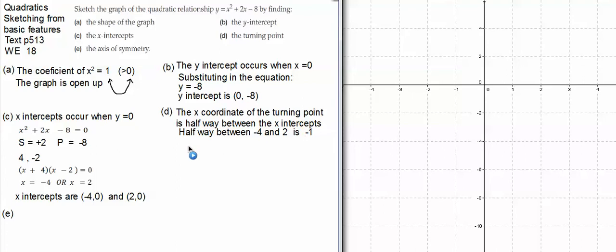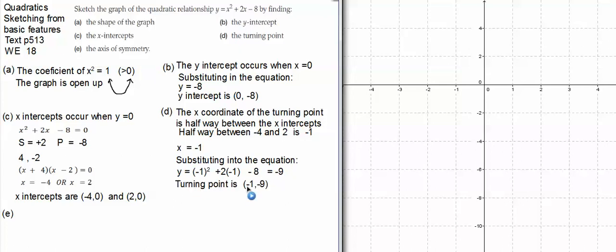So there we have the x value of the vertex, or the turning point. To find the y value, we have to substitute back into here to find the corresponding y value. And when we do that, it is negative 1 squared plus 2 times negative 1, minus 8, and the answer to that is negative 9. So we know that our turning point is x number negative 1, y number negative 9, in other words (-1, -9).